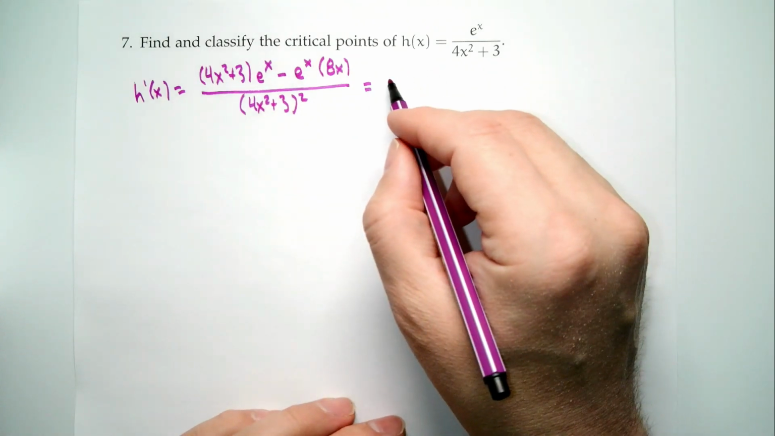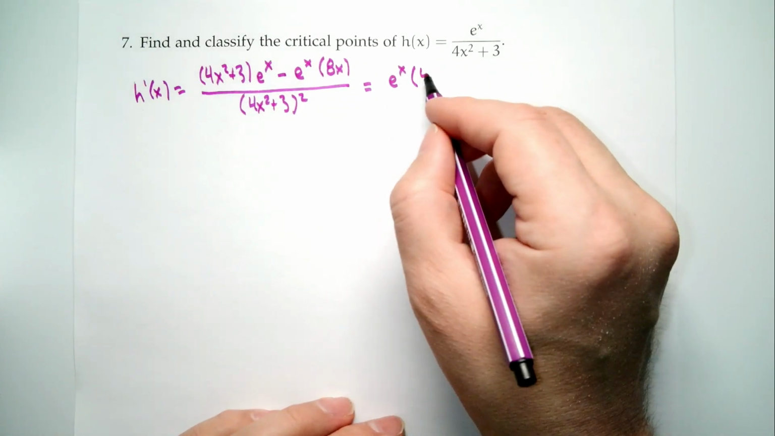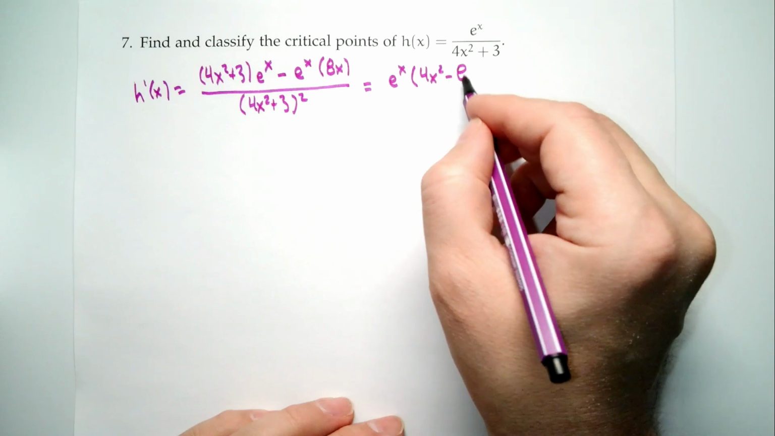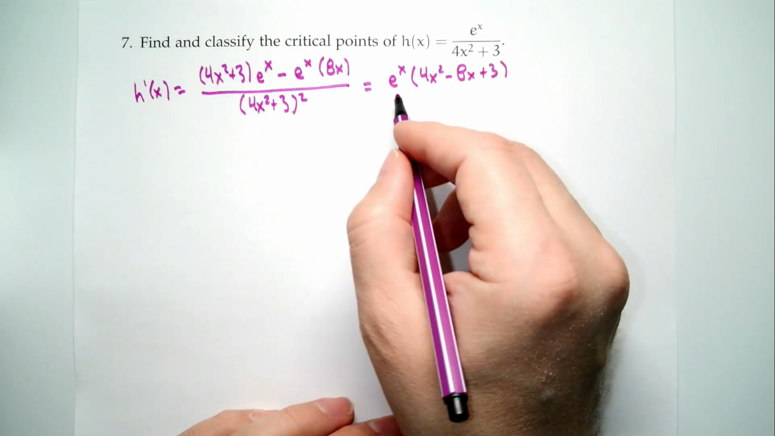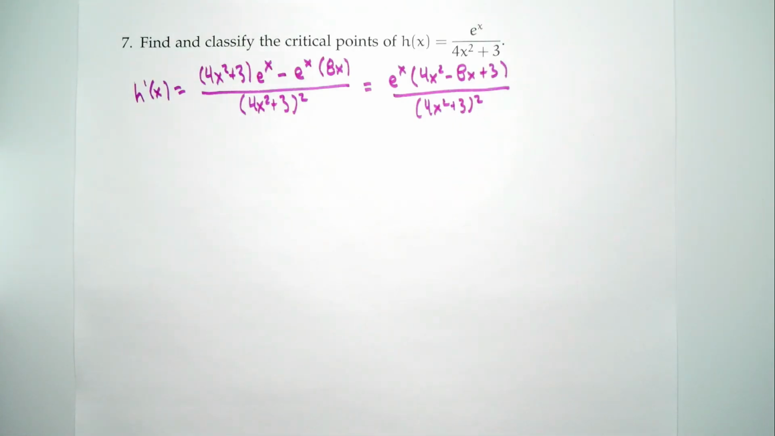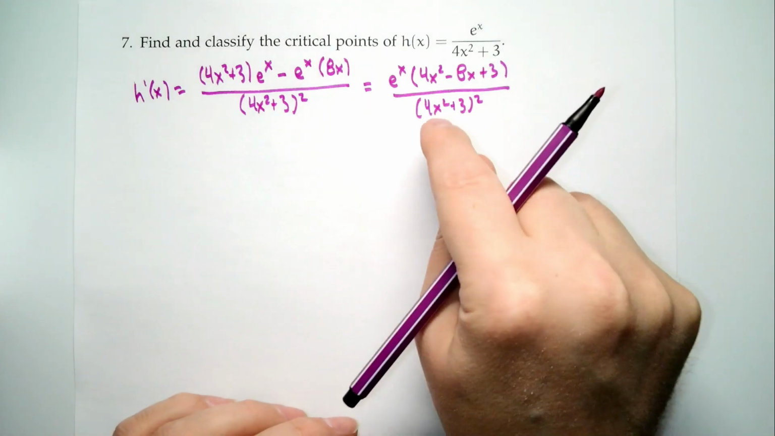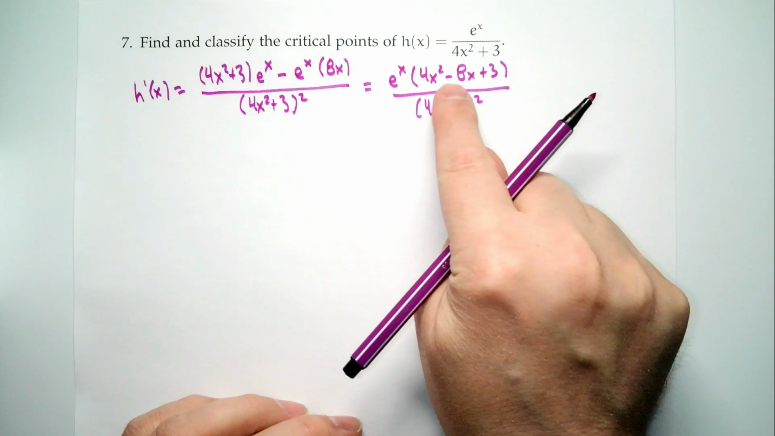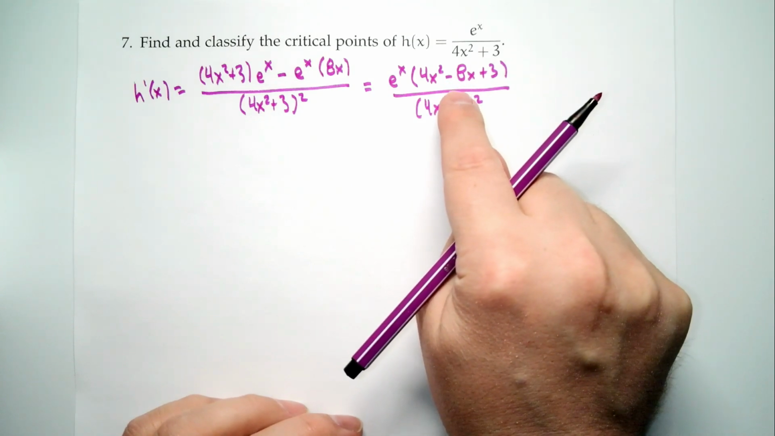Upstairs, well, let's factor out the e to the x. You get 4x squared minus 8x plus 3. Downstairs, 4x squared plus 3 quantity squared. And I would say, looking at this, let's pause and just say, I don't want to take another derivative. So yeah, we're going to stick with the first derivative test. Now, we're not done because we still have to find the critical points. What's left? Well, probably this 4x squared minus 8x plus 3.